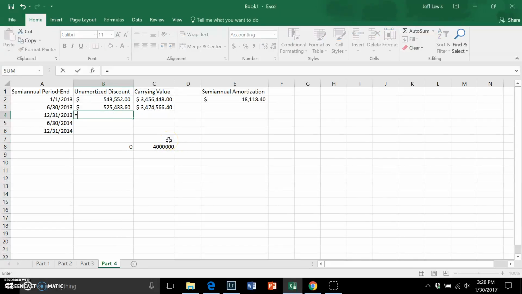So just to continue down, we're going to do equals this plus this, minus that. And then equals this plus this. And then one more time equals this.